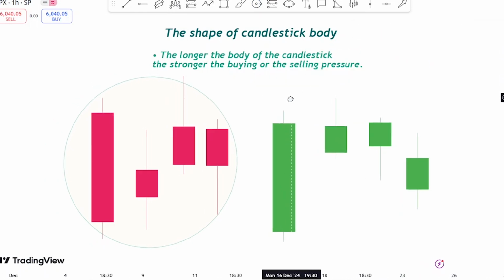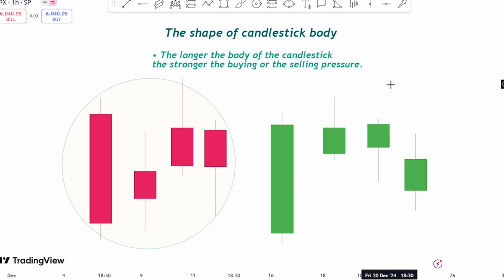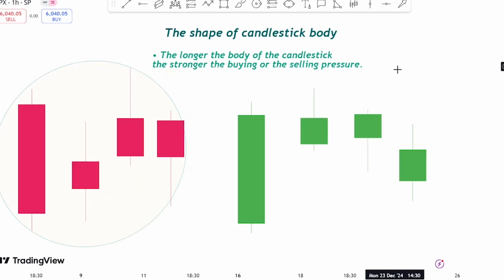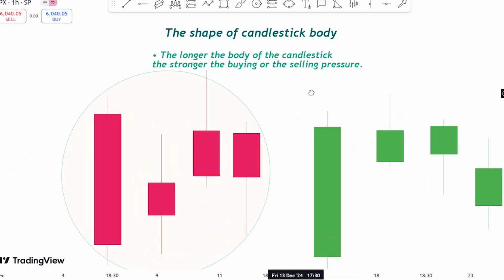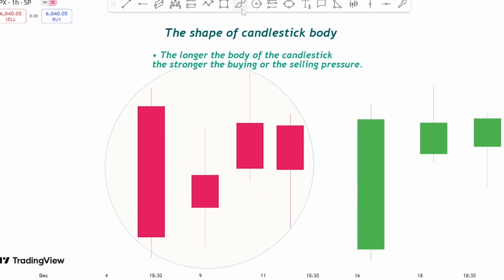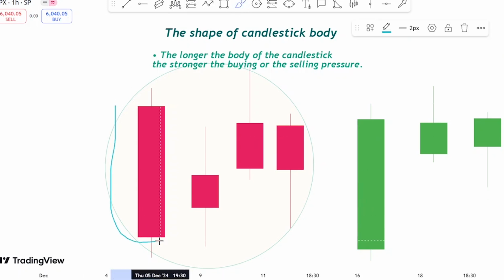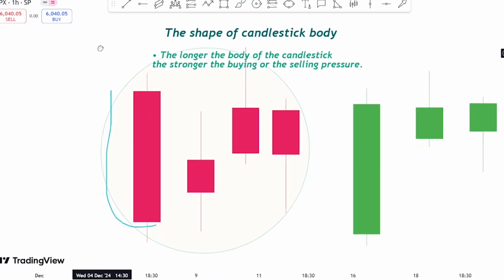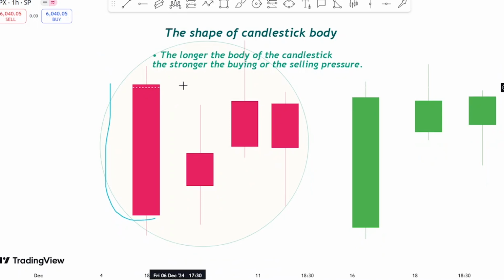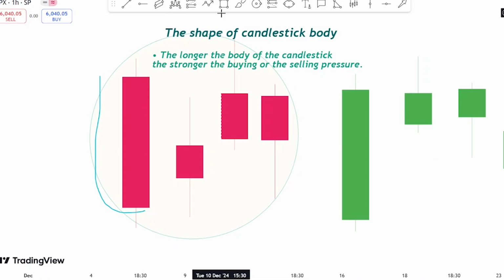Let's start from this: the longer the body of the candlestick, the stronger the buying or selling pressure. Okay, so which means that the candlestick which has a full body indicates a stronger move. For example, from the bearish candlestick, this indicates that the sellers are dominating the market. The sellers are stronger than the buyers. We are expecting the market to continue in the selling position because this candlestick indicates that the sellers are still stronger.